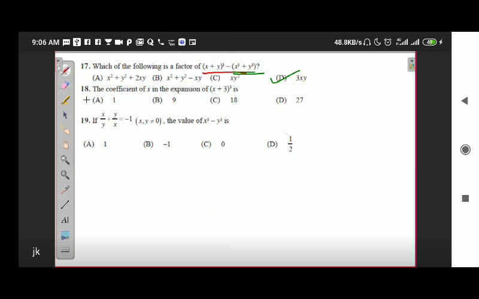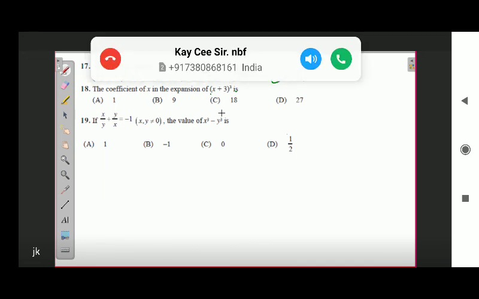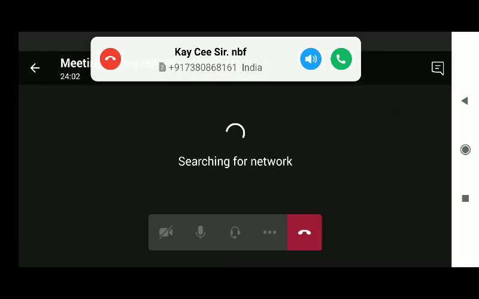Let's see the 18th question. The coefficient of x in the expansion of (x plus 3) whole cube. The coefficient of x in the expansion of (x plus 3) whole cube. Okay, so we have to expand (x plus 3) whole cube and determine the coefficient of x. Okay, let's see, the coefficient of x will be, I guess, 27. Let us take, see, let us expand the formula, whole cube.